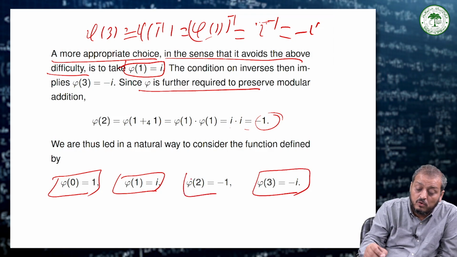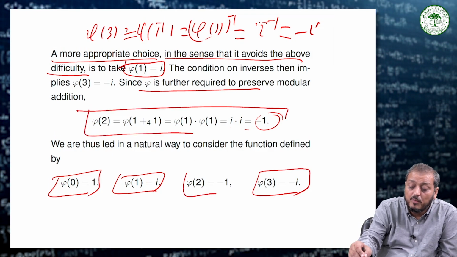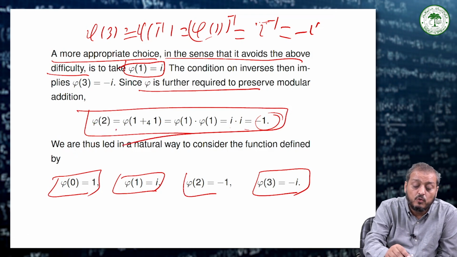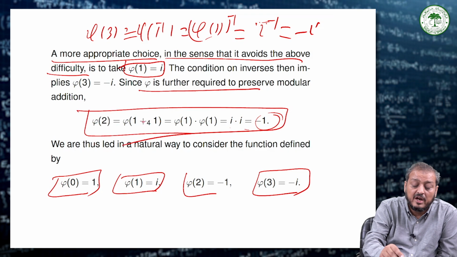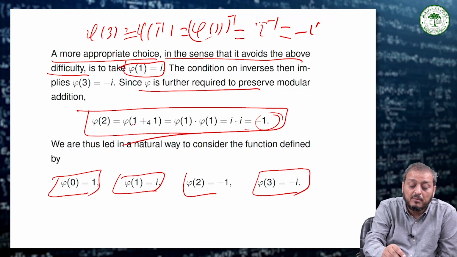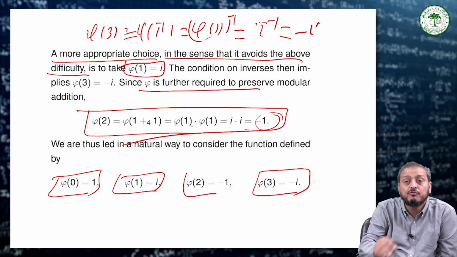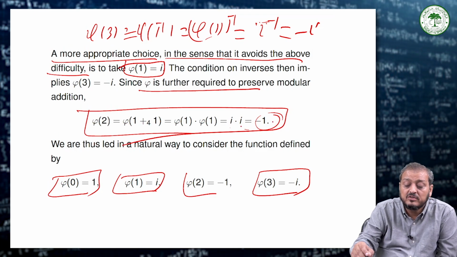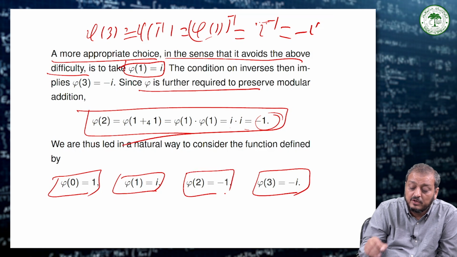and then phi of 2, using the homomorphism condition, we define in the form of phi of 2 can be written as 1 plus, addition modulo 2. Then by the homomorphism, this is phi 1 into phi 1, and phi 1 we have to take as i, then i into i is equal to minus 1, and now you see it in this form.